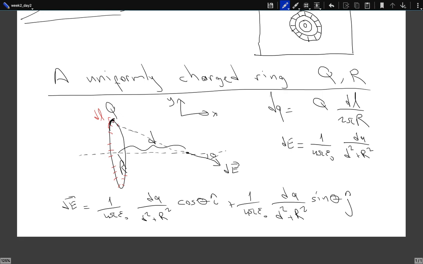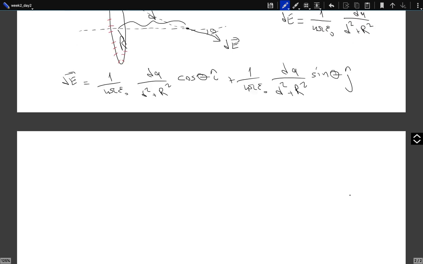So when I sum these vectors, the vertical components, one is pointing up, the other one is pointing down. When I sum them up, it will just give me 0. So the only thing left is the horizontal component. So I will not write down the vertical component. I know that it is already 0. It will be 0 when I sum all the contributions. The only non-zero contribution will be from this term. So the horizontal contribution will be 1 over 4 pi epsilon 0 dq over d squared plus r squared.